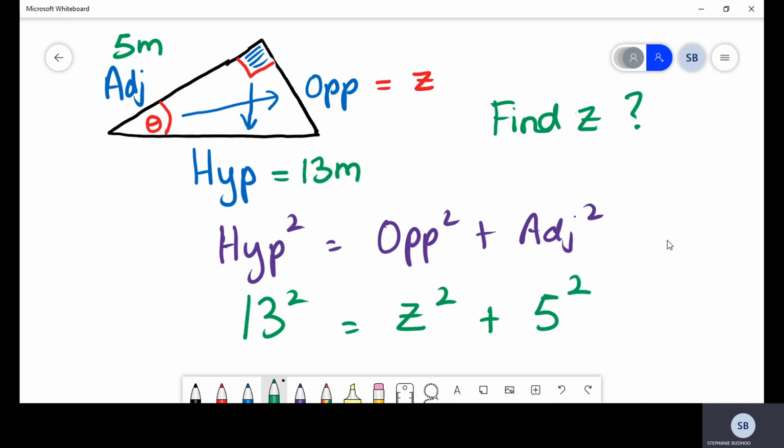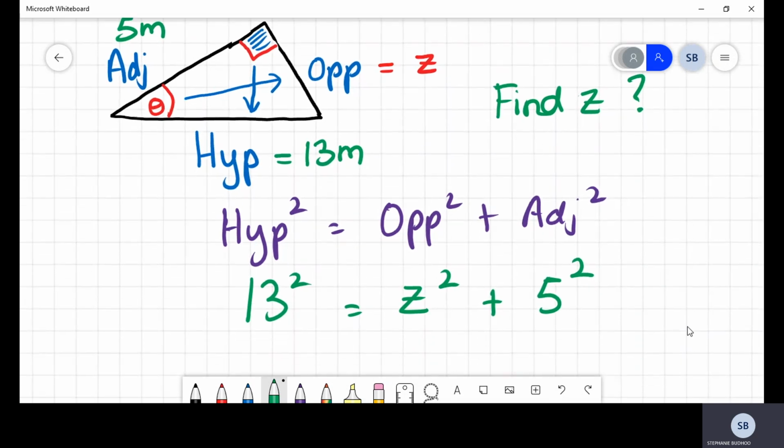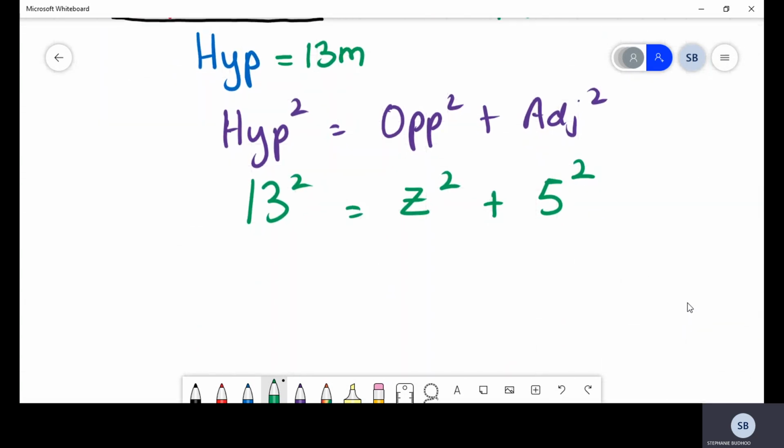Now, please do not write in meters. It's a formula in which you are inputting the constant values of the length. So please do not write 13 meters squared is equal to z squared plus 5 meters squared. Nope, nope, nope, nope, nope, and nope. So get the hang of remembering to only write your numerical values into your formula. Okay, guys? All right, so we can go ahead and we can begin isolating that z squared.